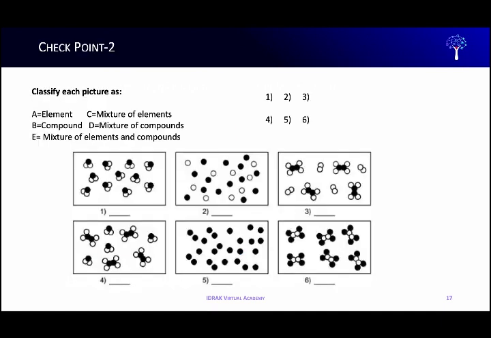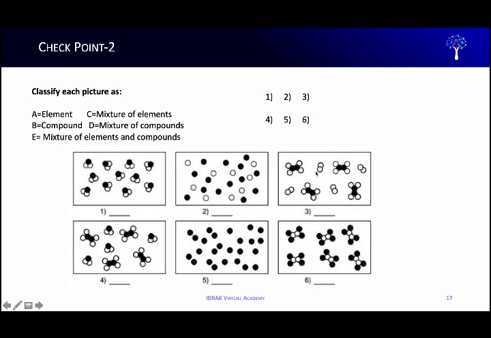Classify each picture as A, element, B, compound, C, mixture of elements, D, mixture of compounds, and E, mixture of elements and compounds. So if we look at one over here, we can see that we have only one type of particles, so this cannot be a mixture. And those particles are made up of more than one type of atom, so this should be a compound. 2, we can see that we have two types of particles, so this is a mixture, and we can see each one is one atom each and different from each other, so this is a mixture of elements.